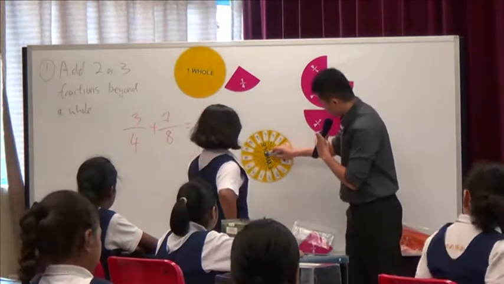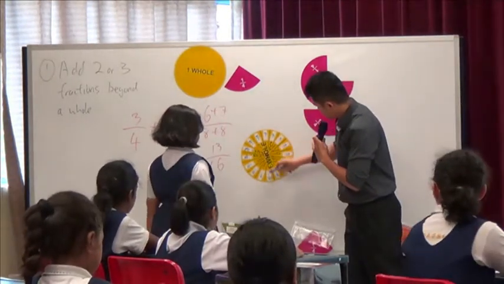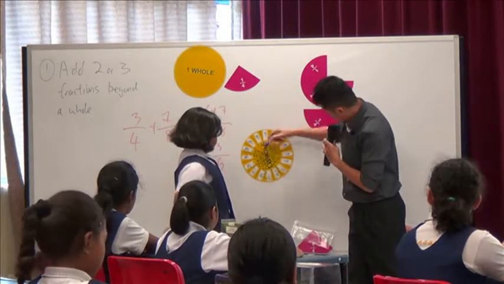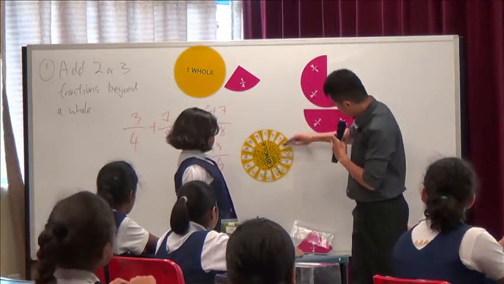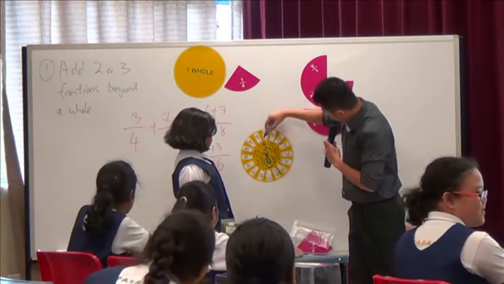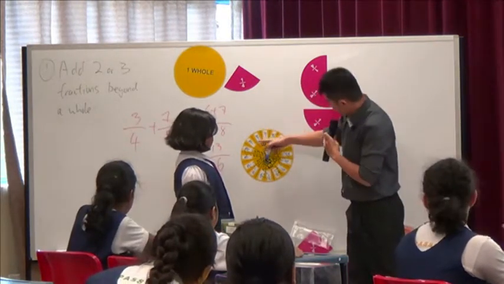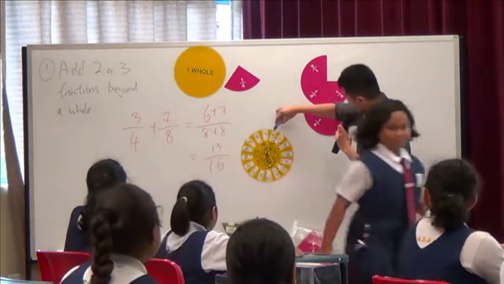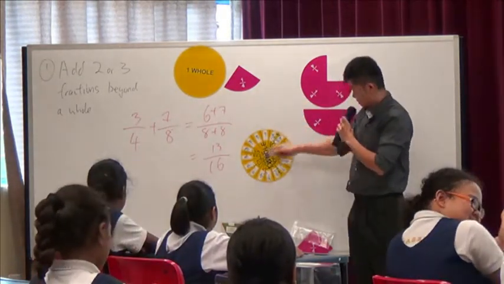So basically you are shading this, all of this. So you left how many parts unshaded? 3, right? Okay, thank you. Please sit down. So your 13 out of 16 looks like this.